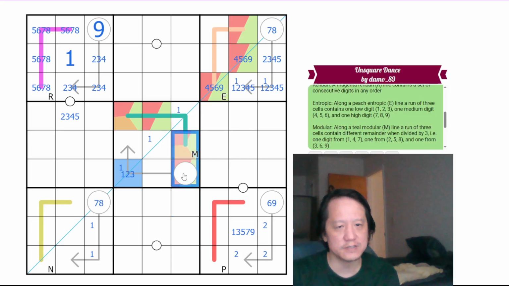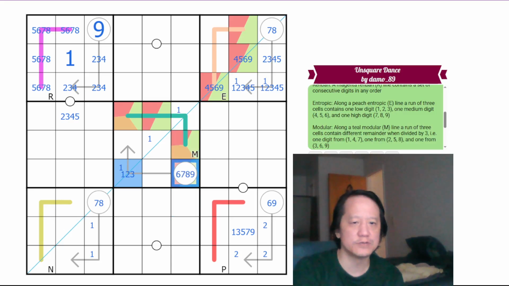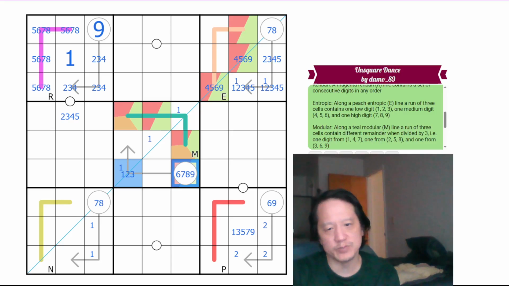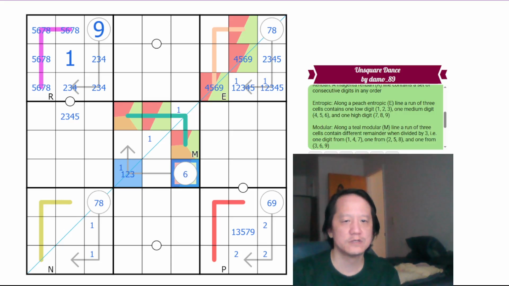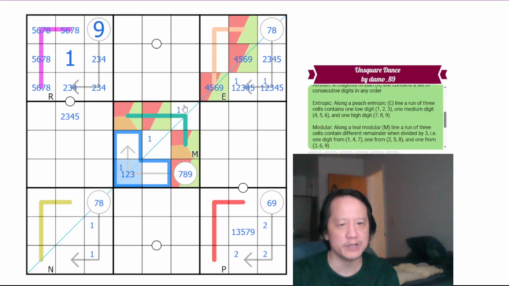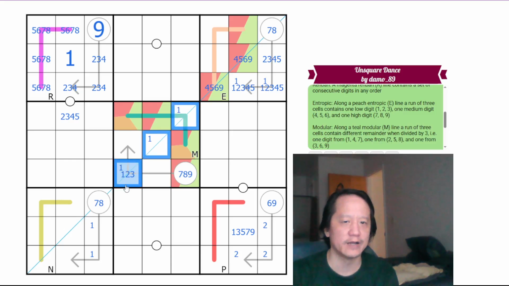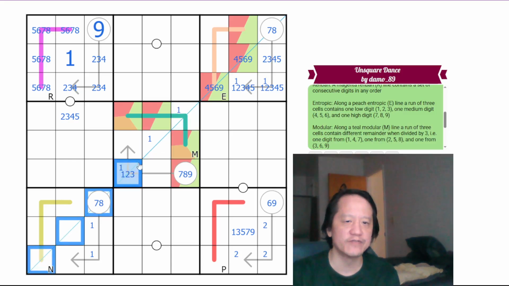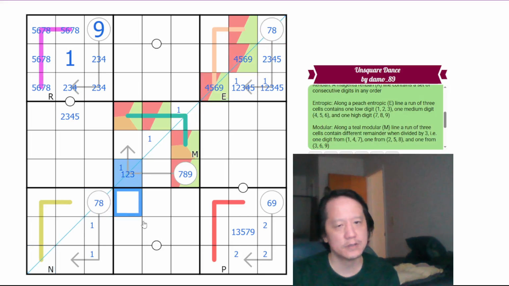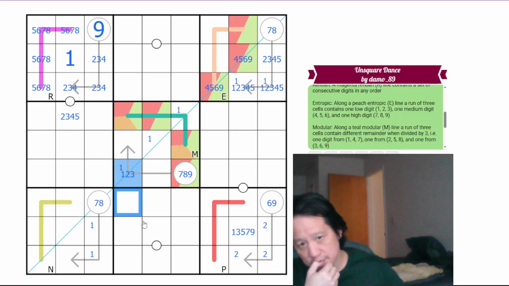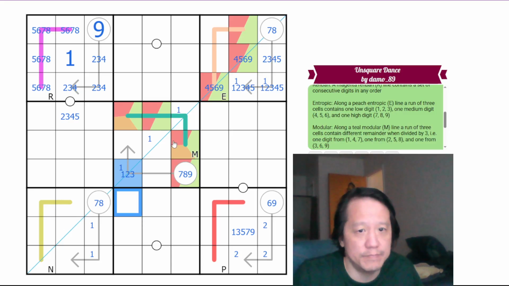Obviously, this is going to be the case. So this is 6 through 9. This cannot be 6, because if it were 6, it would have to be 1, 2, and 3 here, which would mean there's only 1 low on this diagonal, which means we don't have enough lows on the diagonal. Okay. So this is high, not medium.